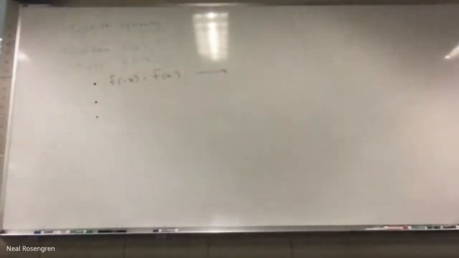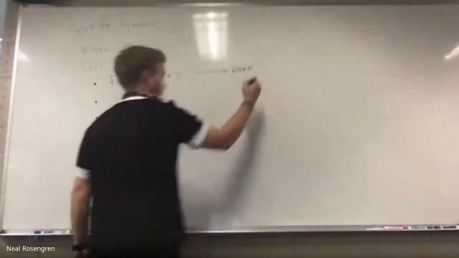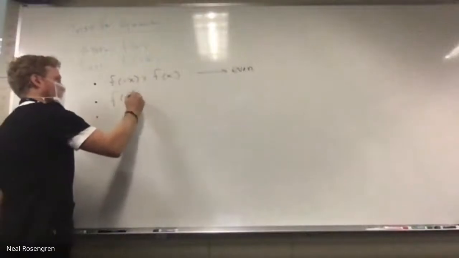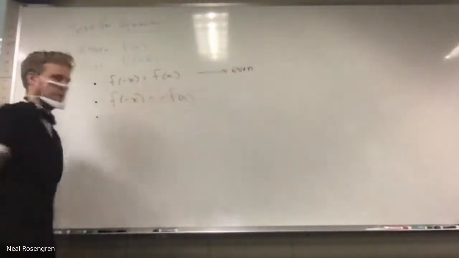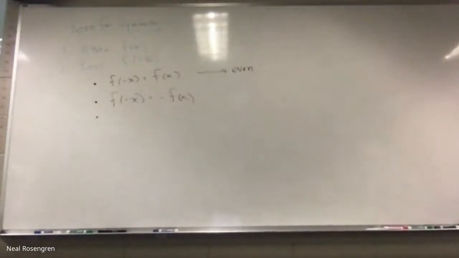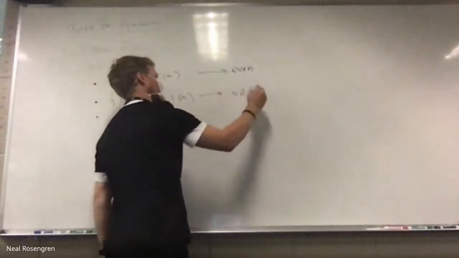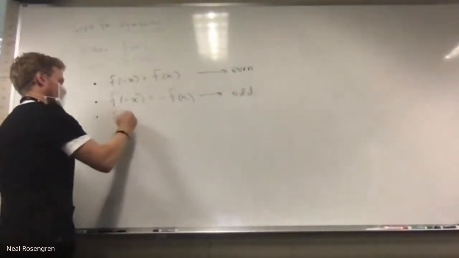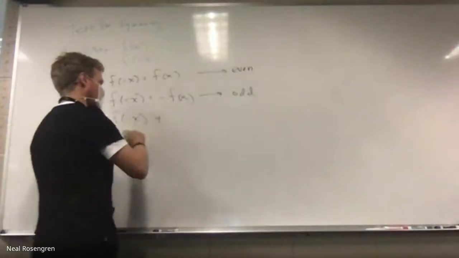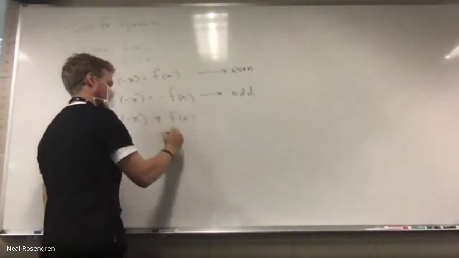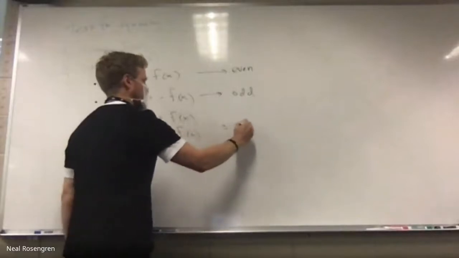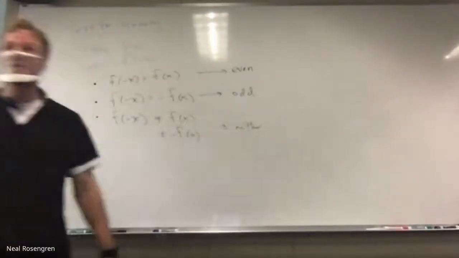If that happens, if they're exactly the same, then it's even. So no sign switches at all once we simplify. Maybe we get the exact opposite. Every sign switched. Every single one switched sides. If that happens, then it's odd. And if it's not equal to either of them, then it's just neither. If we get something different. Some signs change, but some don't.